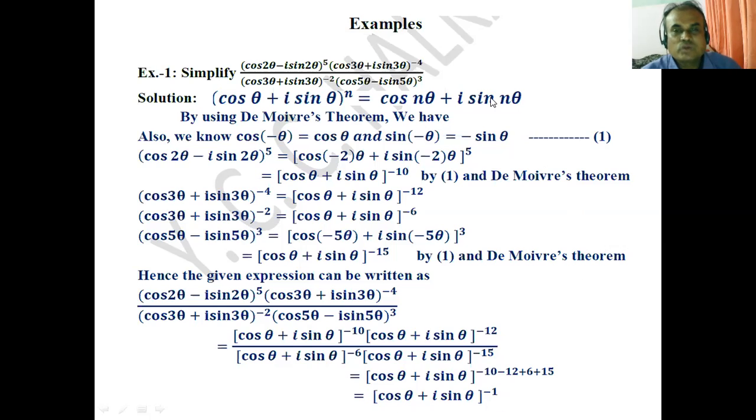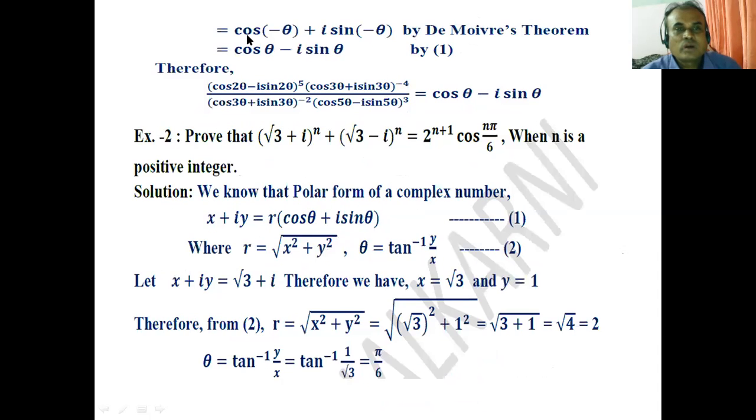Now again we use De Moivre's theorem here. Minus 1 is multiplied here and therefore we get the result cos of minus theta plus i sin of minus theta by De Moivre's theorem. And again we use the trigonometric formula: cos of minus theta is cos theta, sin of minus theta is minus sin theta by equation 2, to get the result. And therefore this value is the simplified value of the given example. Hence the solution of the given example 1.